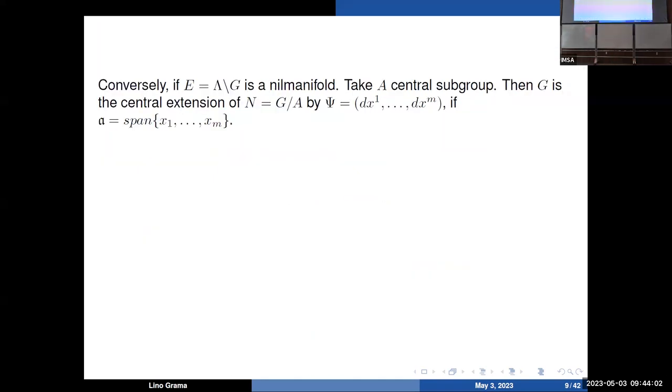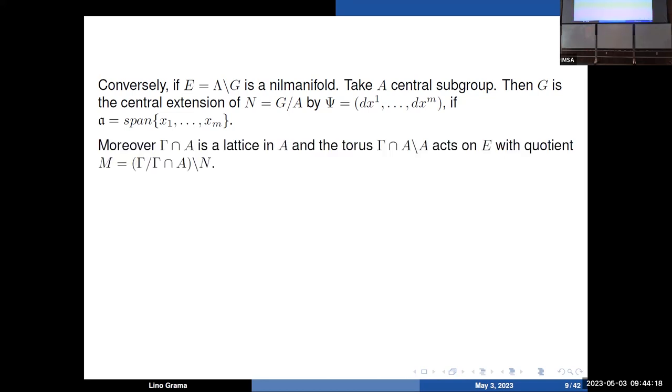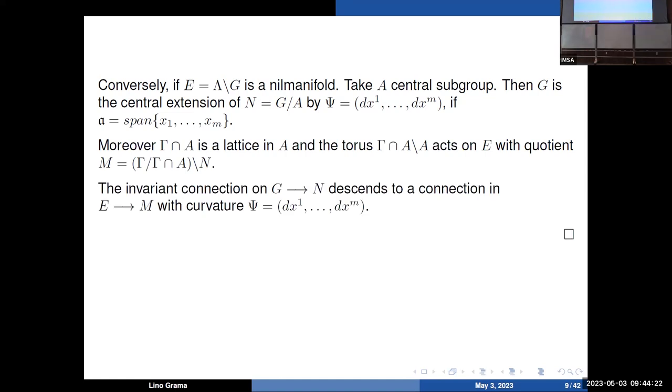Okay. And from the other side, if we start with a nilmanifold, taking a central subgroup and taking this central extension by this form, okay, we can build again our bundle. And in this case, we take explicitly which is the curvature two-form. And in particular, this gives that the T-dual will be a nilmanifold, and more: we can describe precisely how this nilmanifold is built.